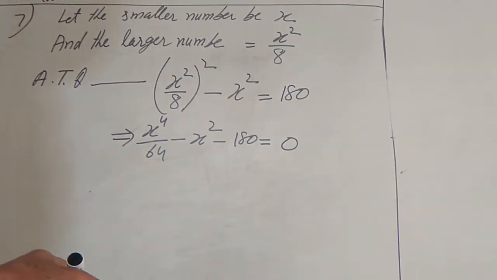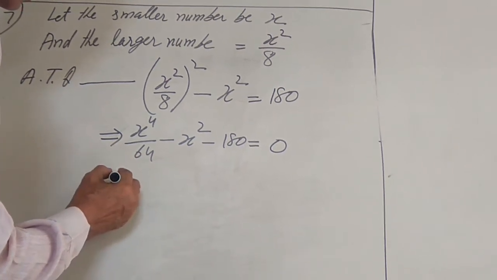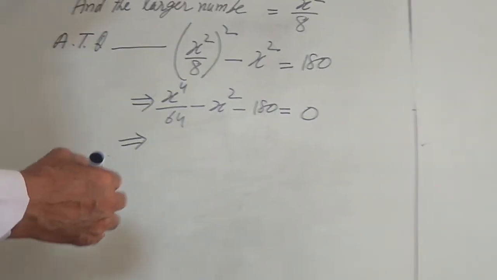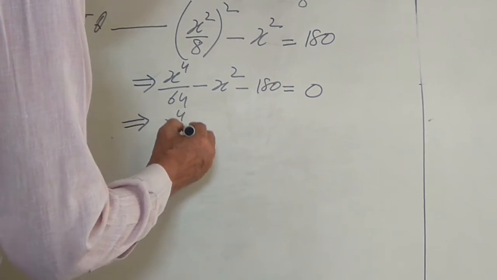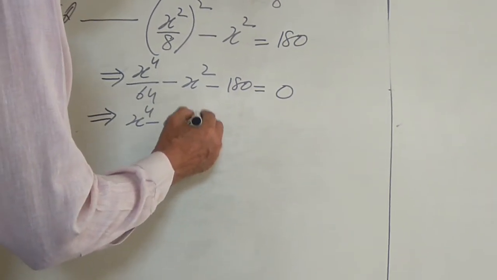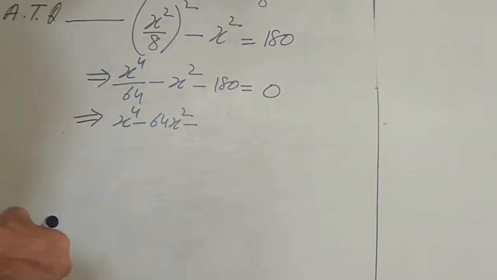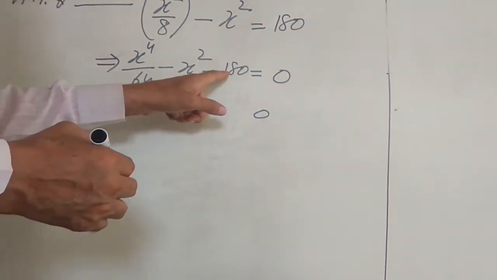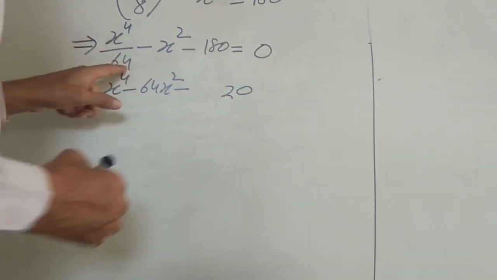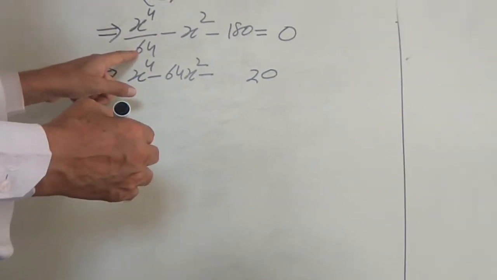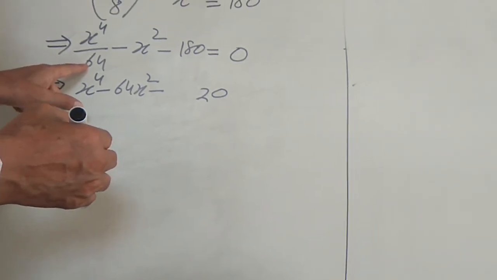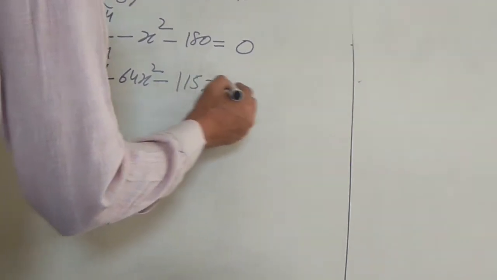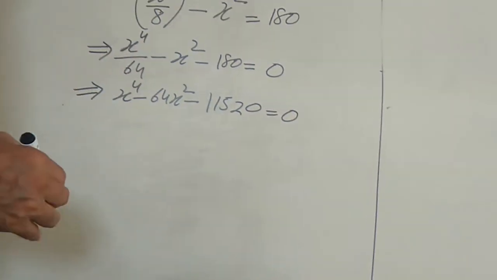Let's multiply with 64. We get x raised to the power 4 minus 64x square minus, let's multiply 180 with 64, we get 11,520, equal to 0.